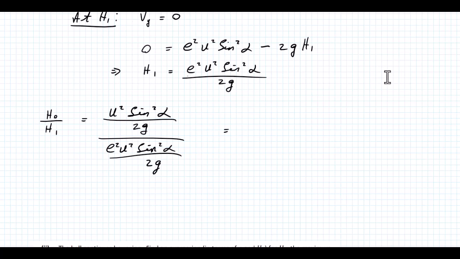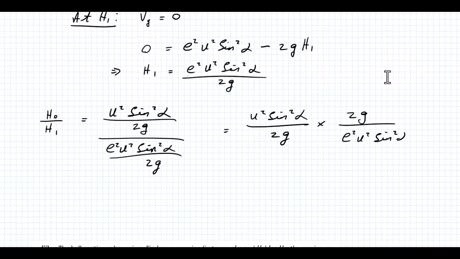So if we do that, we get u squared sine squared alpha over 2g multiplied by 2g. Remember, you've got to flip this fraction upside down and multiply. That's e squared u squared sine squared alpha. So what will happen here, the 2g will cancel, the u squareds will cancel, the sine squareds will cancel, and what you're effectively left with is just simply 1 on the top and e squared on the bottom. Okay, and that's really it for this part of the question.